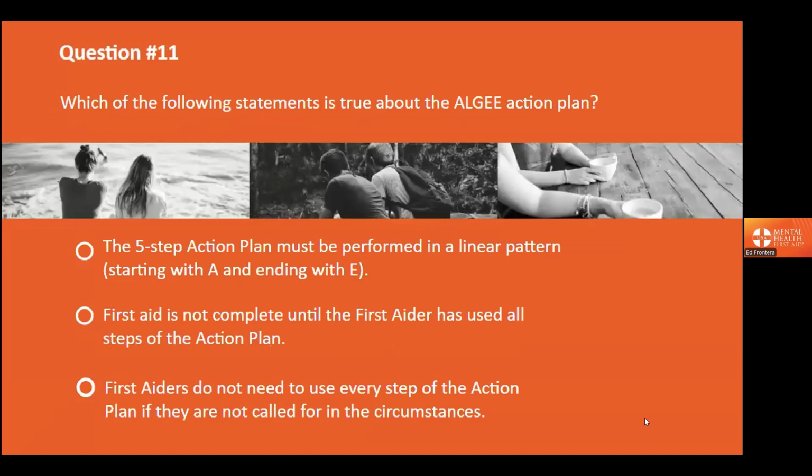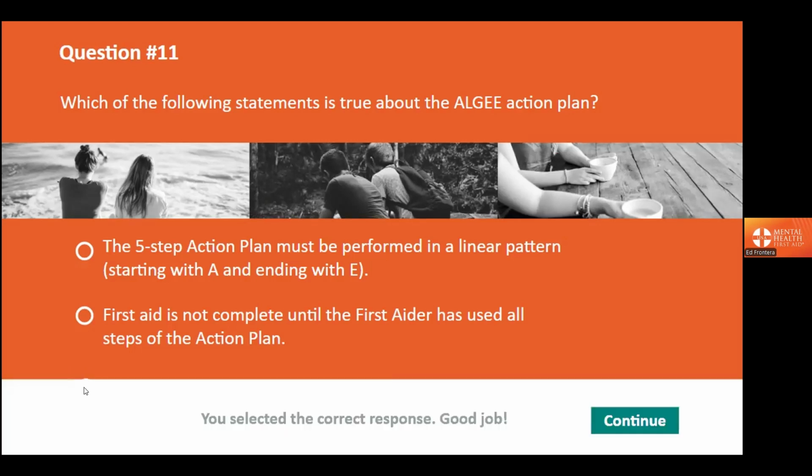Which of the following statements is true about the ALGEE Action Plan? The 5-step action plan must be performed in a linear pattern, starting with A and ending with E. First aid is not complete until the first aider has used all steps of the action plan. First aiders do not need to use every step of the action plan if they are not called for in the circumstances. You selected the correct response.